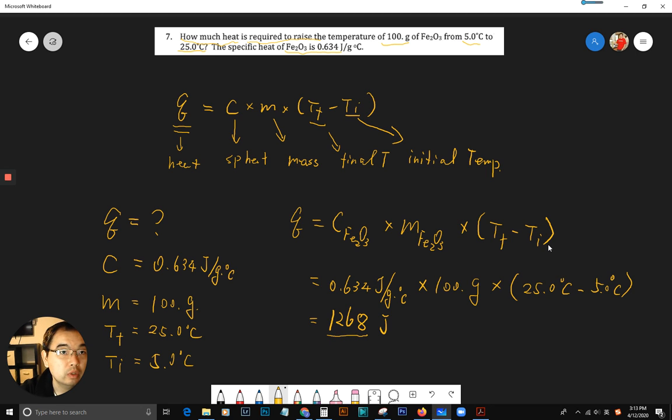Then we look at the sig figs. This is 3 sig figs, 2 sig figs, and 3 sig figs. So the final answer is going to be 2 sig figs. We keep the first two digits and round up, so that's going to be 1300 joule. Yeah, so 1300 joule is the final answer. Did you get it right? Okay.